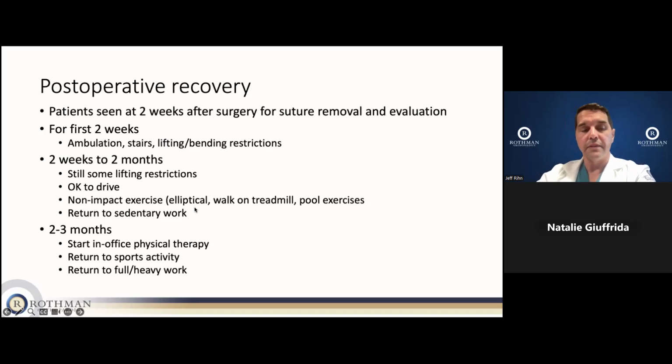And then after 3 months, after the 3-month appointment for most procedures, that's when physical therapy starts and you can start to return to sports and full and heavy work.